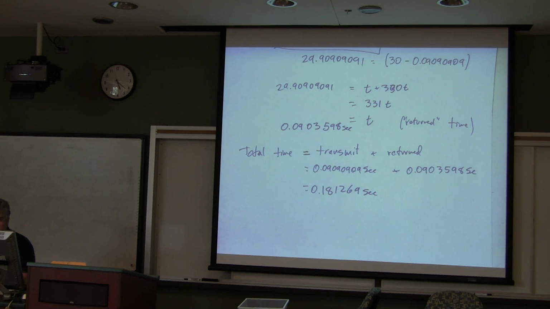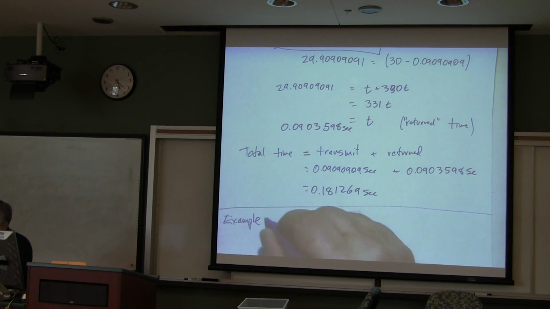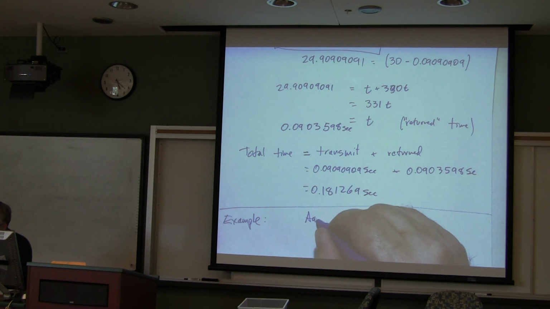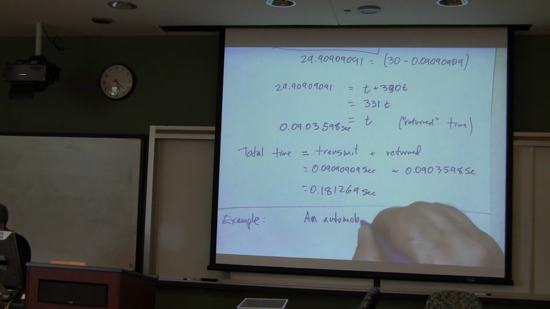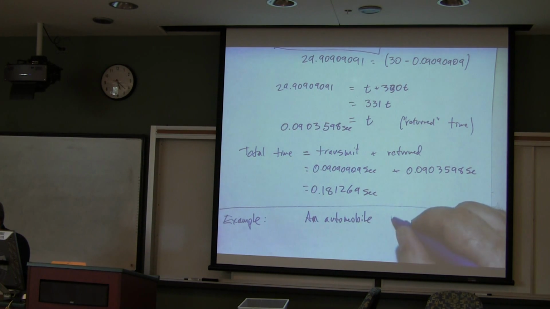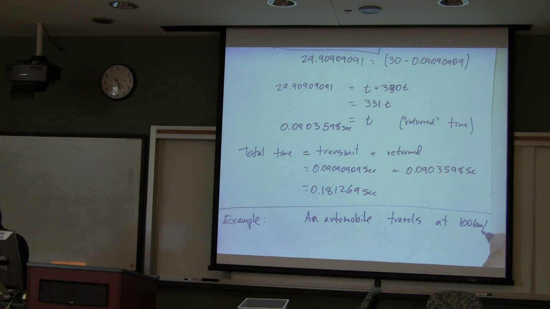So just to solidify this, to make sure that everybody can follow, I'm going to do the following example as well, and ask you to solve this. So the example: an automobile travels at 100 kilometers per hour.